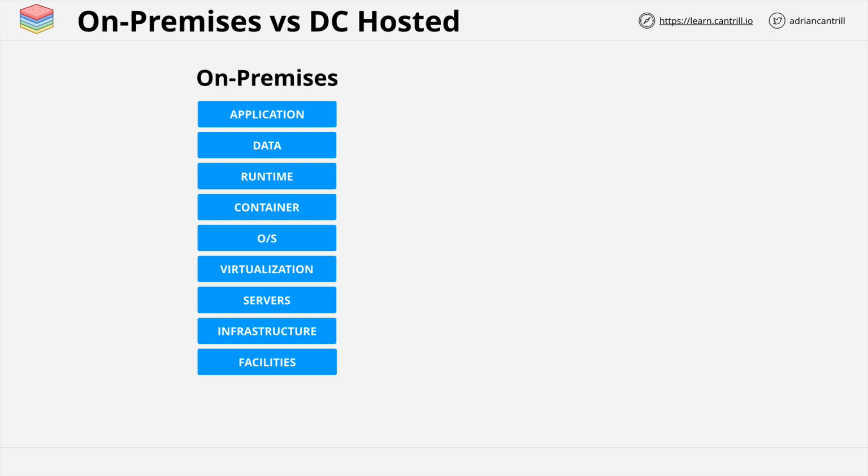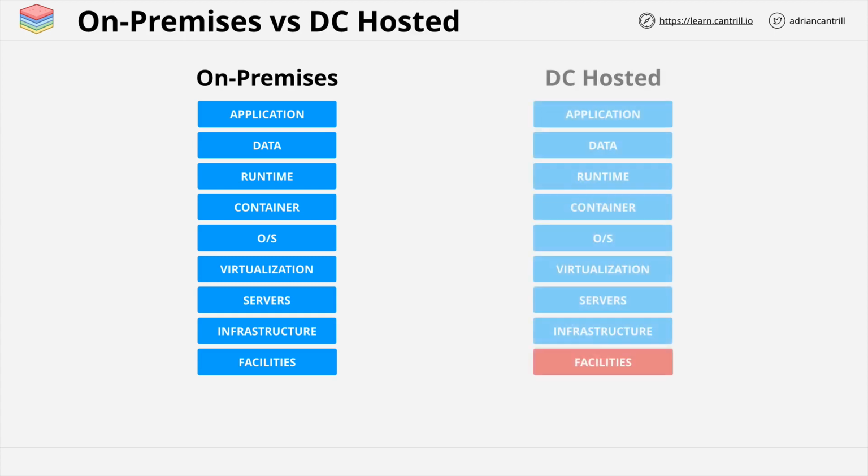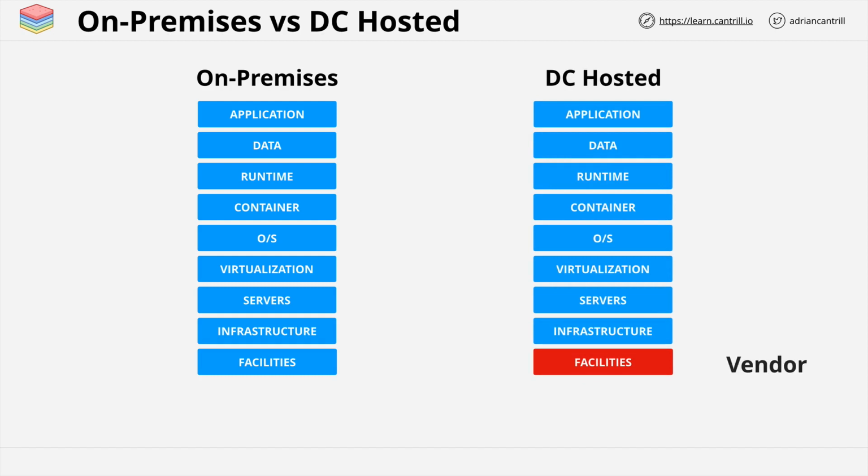Now, before cloud computing became as popular as it is now, it was possible to use something called data center hosting. Now, this is similar to on-premises architectures, but when you use data center hosting, you placed your equipment inside a building which is owned and managed by a vendor. This meant that the facilities were owned and controlled by that vendor.